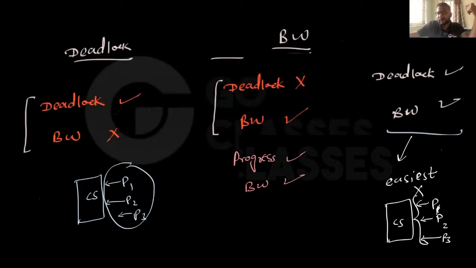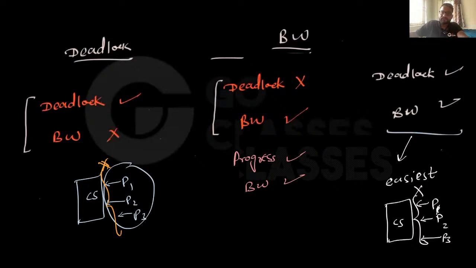But if I'm saying just deadlock, then it means deadlock in a system, everyone is stuck, and still I am saying that bounded waiting is not satisfied. Can you have such a case? The answer is yes. Let's see that case where the deadlock is there and bounded waiting is also not satisfied. Deadlock is there, which means everyone is stuck. Bounded waiting not satisfied means someone is bypassing some other process.